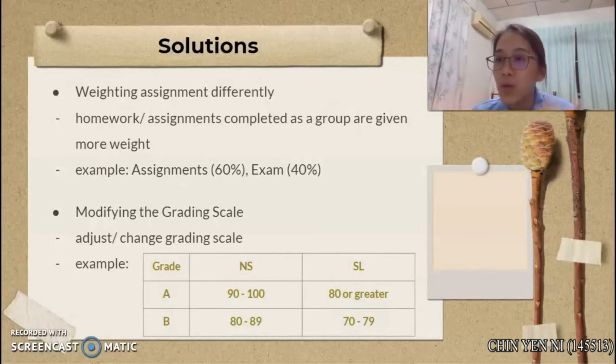So with that modified, an A would be 80% or greater. It means 80% to 100%. So as long as students get 80% and above, it is an A. And B would be 70% to 79% and so on. So obviously the grade has been modified. It has become lower. So this is all from me.